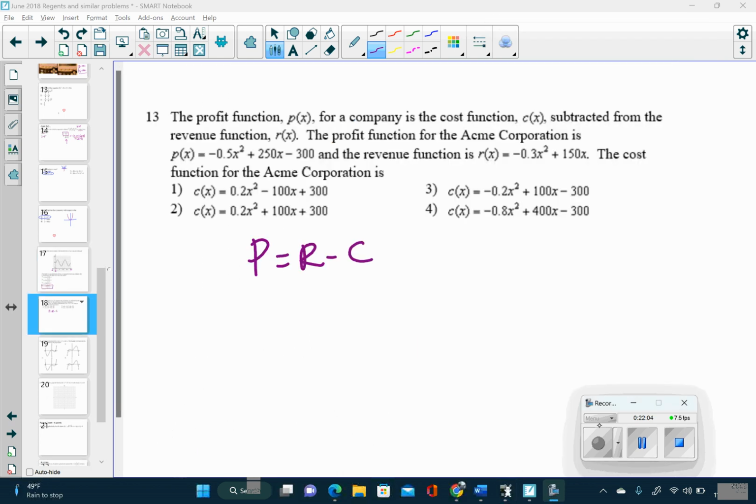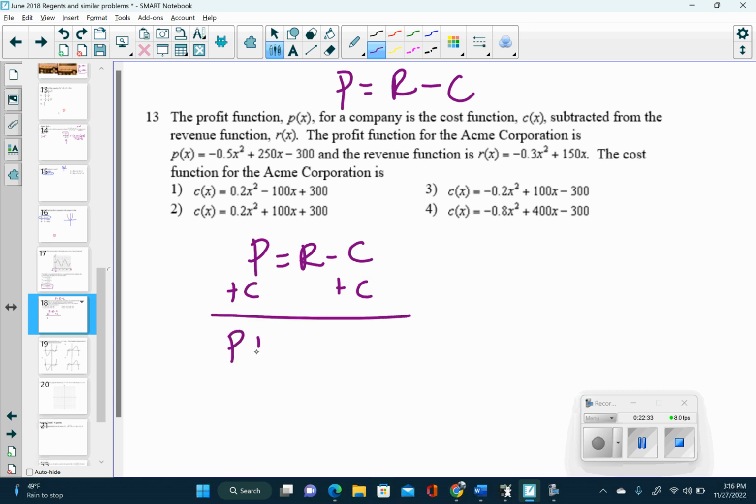All right, so for this next one, I need to do a little bit of thinking. It says the profit is the cost subtracted from the revenue. So profit is equal to the cost subtracted from the revenue, right? So cost is subtracted from the revenue, which means revenue goes first, okay? So now I have to get the cost by itself. So I'm going to go ahead and add C to both sides. So this is P plus C is equal to the revenue. I want to get the cost by itself, so I'm going to do minus P. So this cancels out, and I'm left with cost is equal to revenue minus profit.